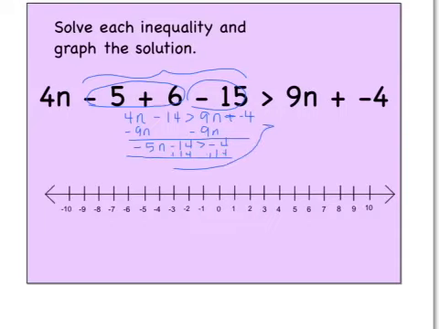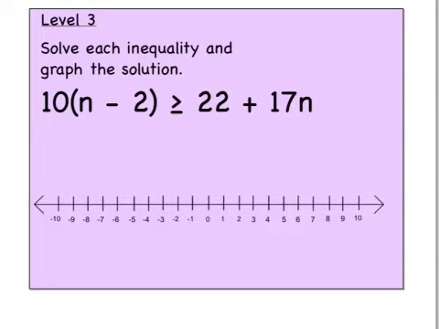I'm going to bring it over here. We've got negative 5n is greater than 10. Divide by a negative 5. When we divide by a negative, we have to switch our sign. So n is less than negative 2. Open circle at negative 2 and shade to the left.